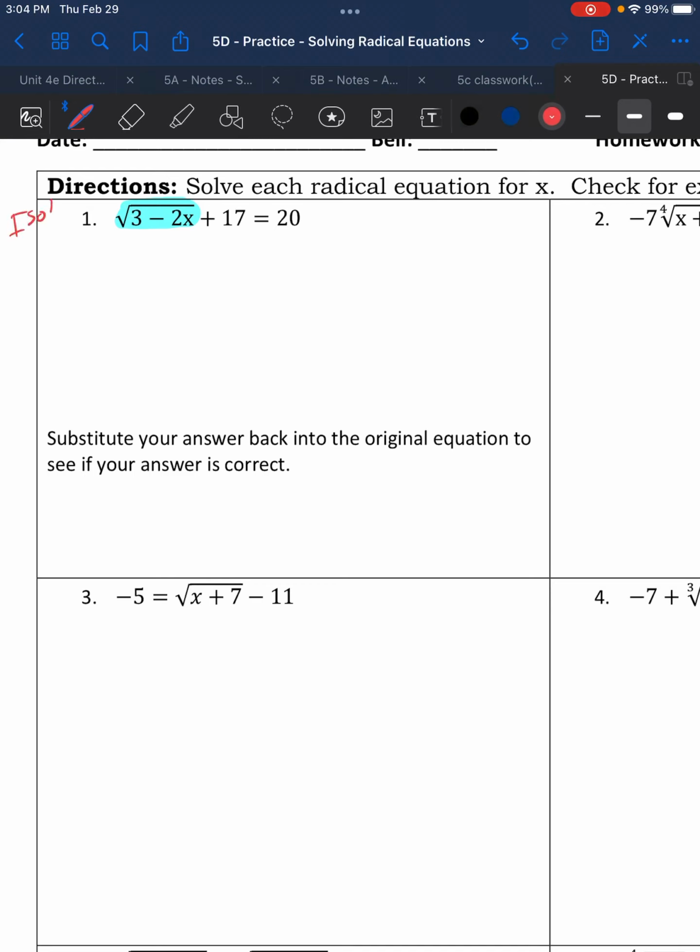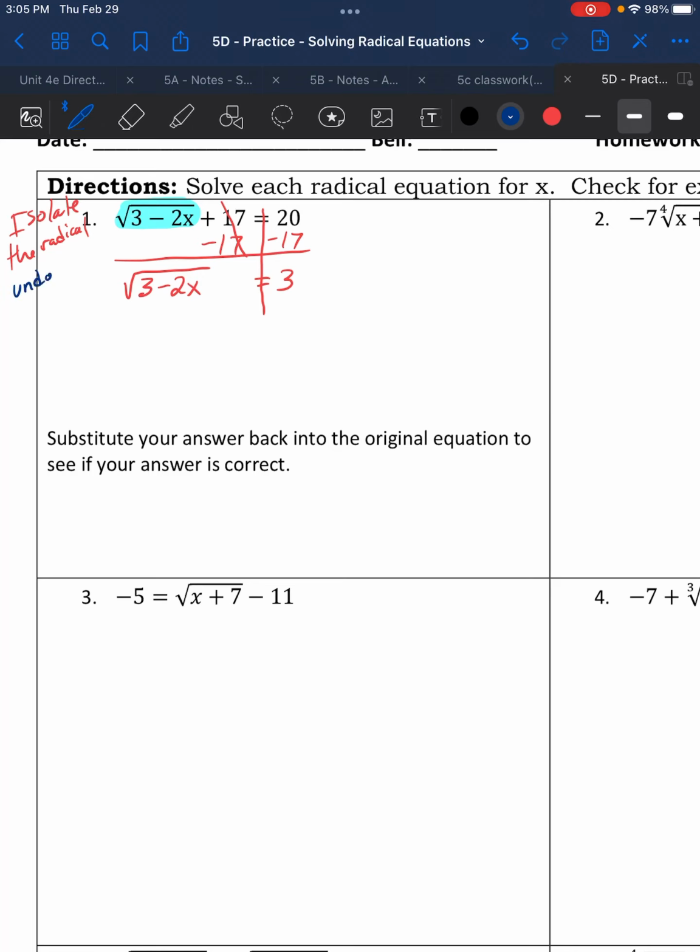So isolate the radical, the whole radical expression. What's keeping it from being isolated is that positive 17, that plus 17. So I've got to subtract 17. You have to do this first. So you get the radical by itself. And now you undo the radical.